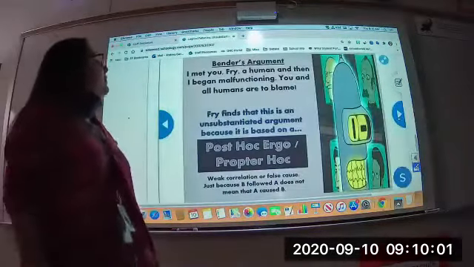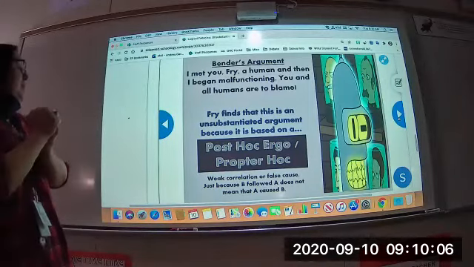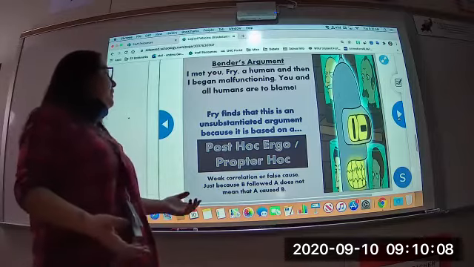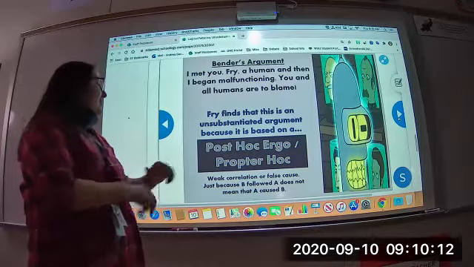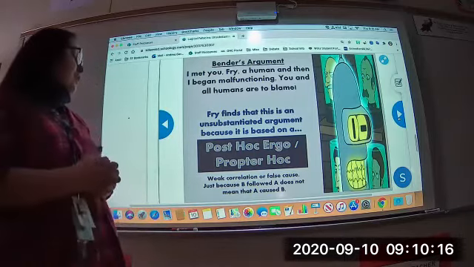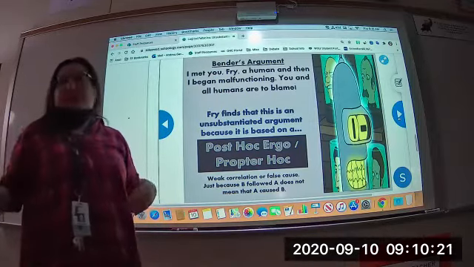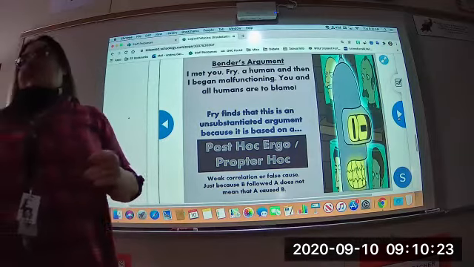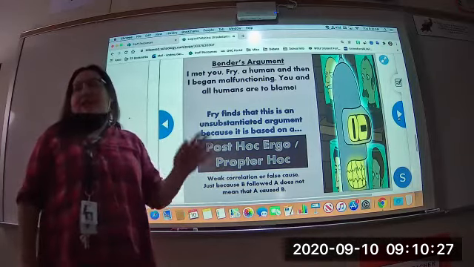Okay, next one. Bender's argument is, I met you, fine, a human, and then I began malfunctioning. You and all humans are to blame. This one is called post hoc ergo propter hoc. It's a weak correlation or false cause. Just because B followed A does not mean that A caused B. Okay? So this can work in both ways, for bad and good.